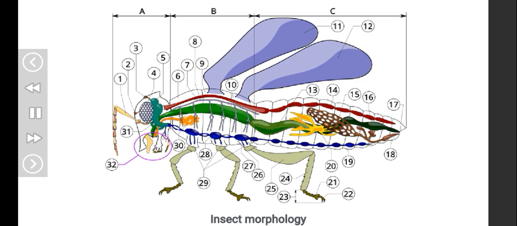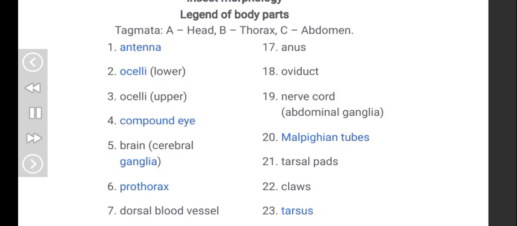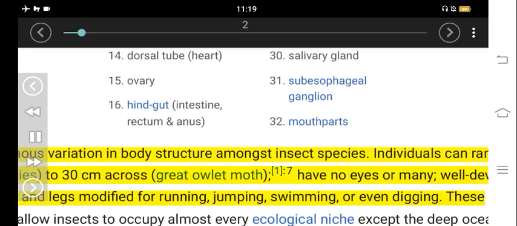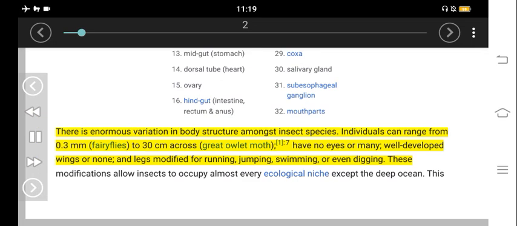Individuals can range from 0.3 mm fairy flies to 30 cm across, like the great owlet moth. Insects may have no eyes or many, well-developed wings or none, and legs modified for running, jumping, swimming, or even digging. These modifications allow insects to occupy almost every ecological niche except the deep ocean.